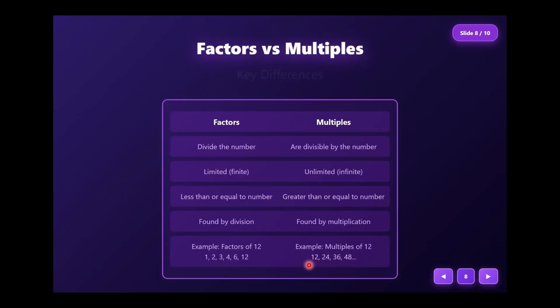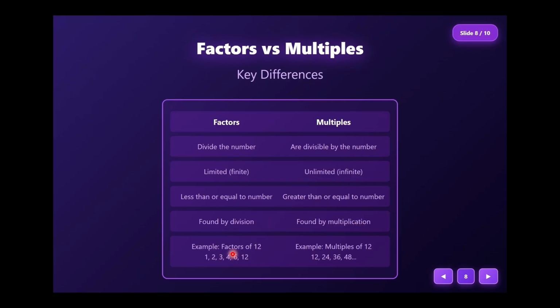Okay, time out. Let's clear up some confusion. A lot of students mix up factors and multiples, but they are actually opposites. Factors divide into the number, they are limited, they are smaller than or equal to the number, and they are found by division. And multiples are divisible by the number, are unlimited, and they are larger than or equal to the number, and these are found with the help of multiplication.